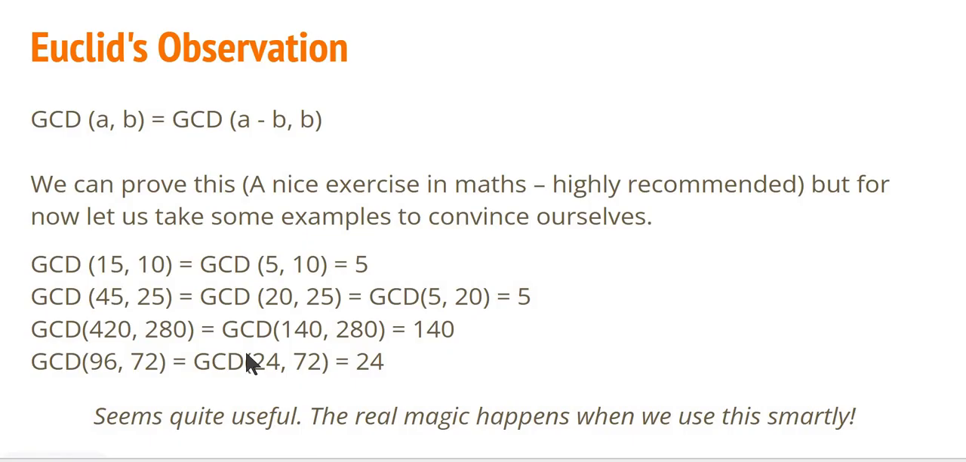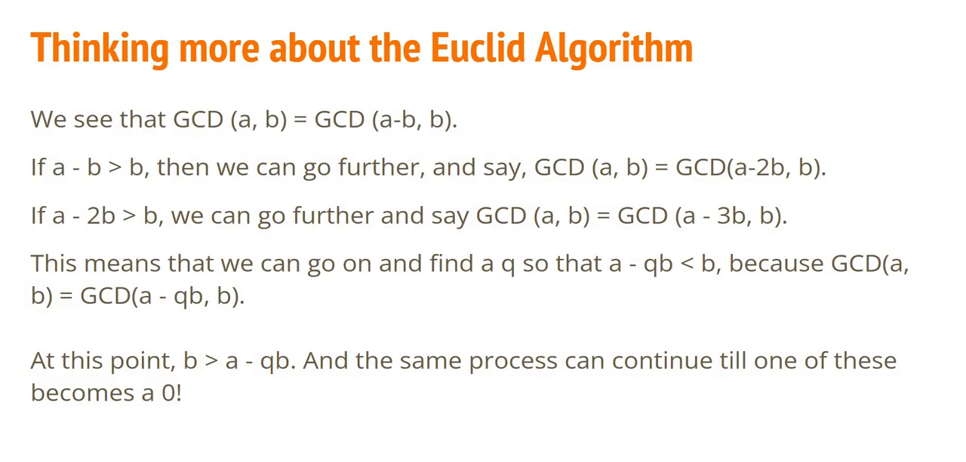But the real magic happens when we use this smartly. What do I mean by this, right? Think about, let's say I have two numbers A and B, which are such that A minus B is also more than B. What does that mean? When I do GCD of A and B, well, I will say that's the same as GCD of A minus B and B. I can go and say, well, look, A minus B is more than B. So I can go further and say, then GCD of A and B should be GCD of A minus 2B and B. If it turns out that A minus 2B is still more than B, I can go further and say this was GCD of A minus 3B and B.